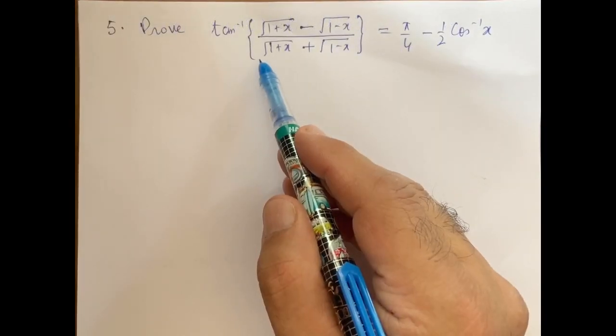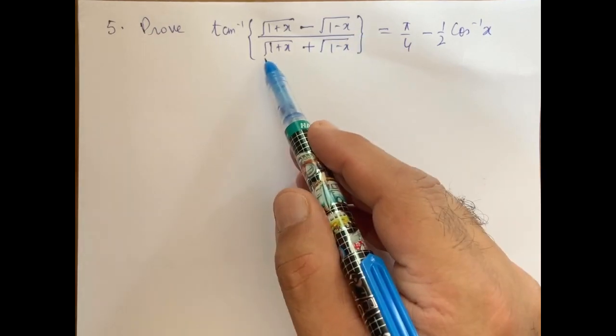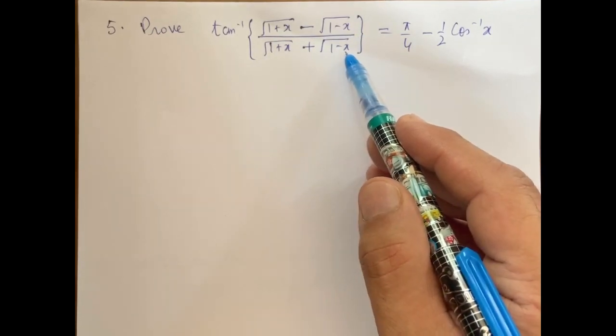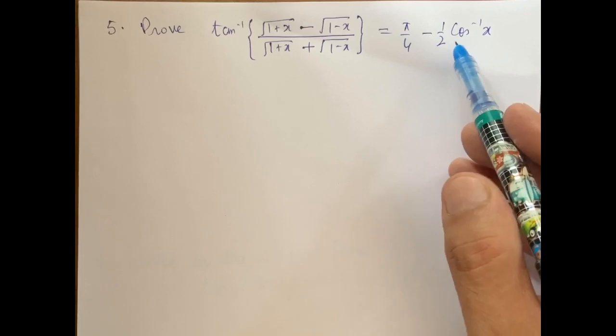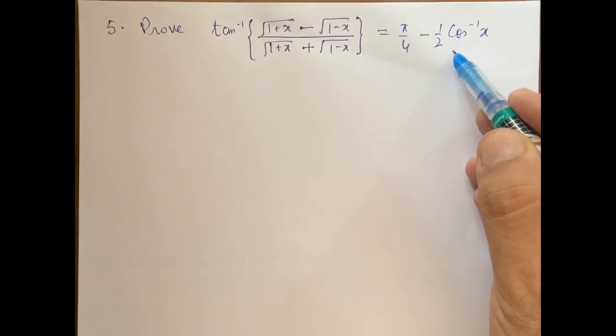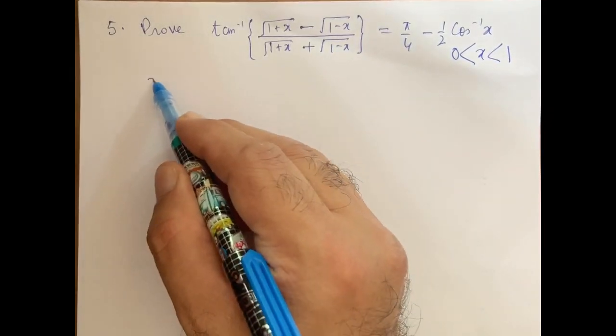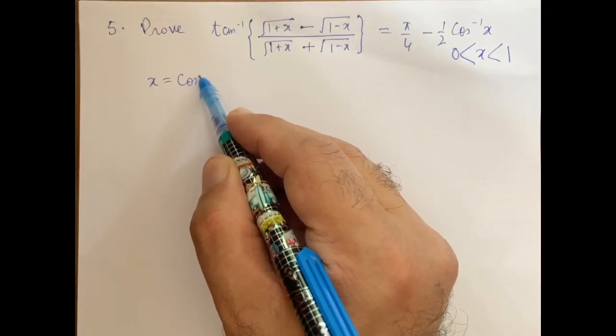Prove tan inverse of root of 1 plus x minus root 1 minus x upon root 1 plus x plus root 1 minus x is pi by 4 minus 1 by 2 cos inverse of x. This is given 0 less than x less than 1. So we put x is equal to cos of 2 theta.